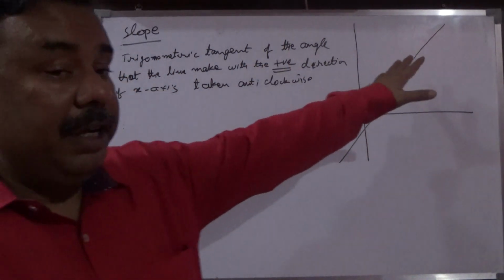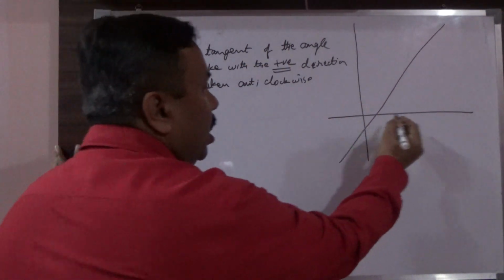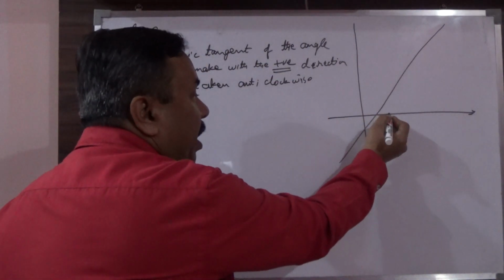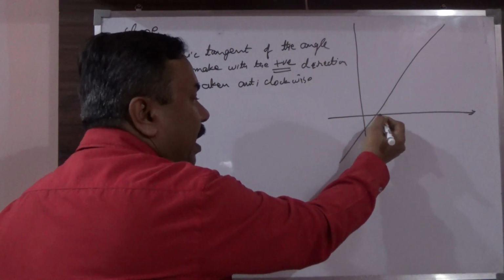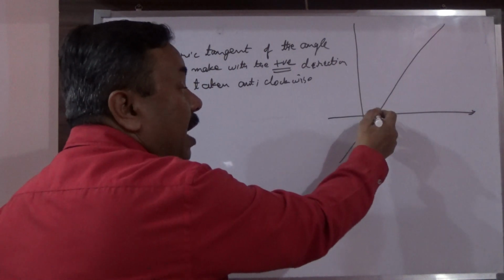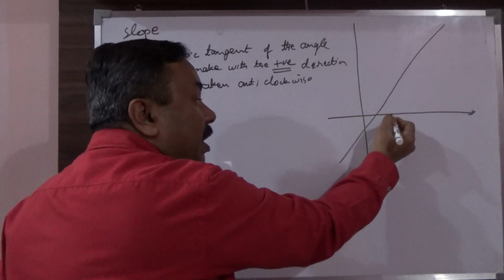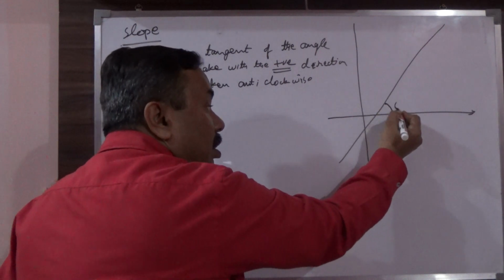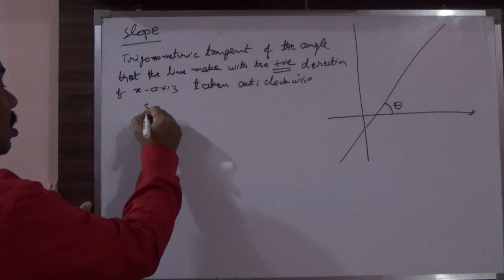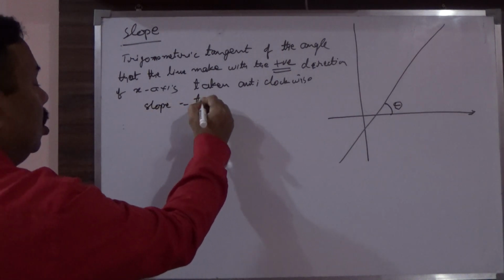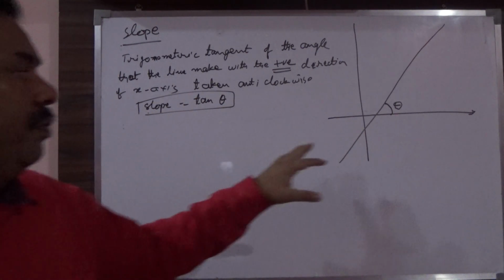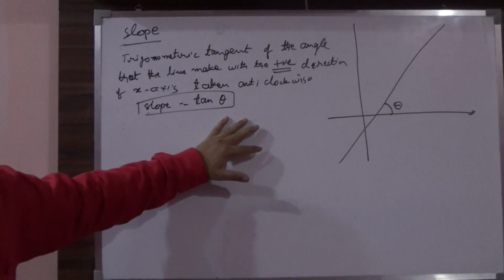So in this line, the positive direction of the x-axis is this one, and the angle is made on this side, because obviously with the x-axis it is making two angles. This other one is also an angle, but I am not taking it because it is the angle made with the negative direction. I will take this one. If this is theta, then slope is equal to tan theta. The tangent of this theta is your slope.